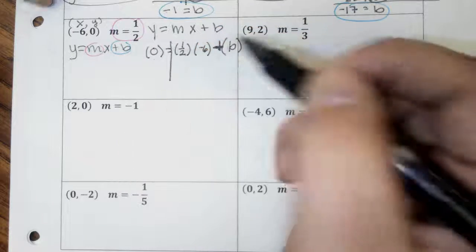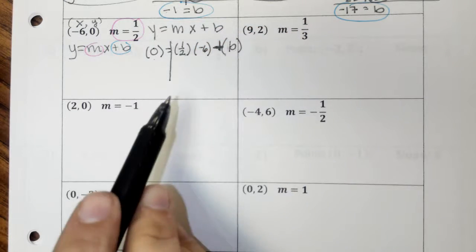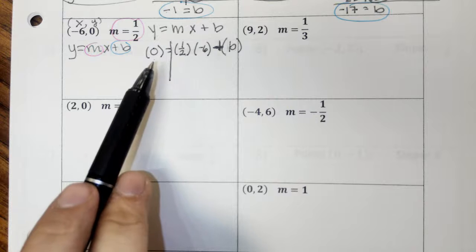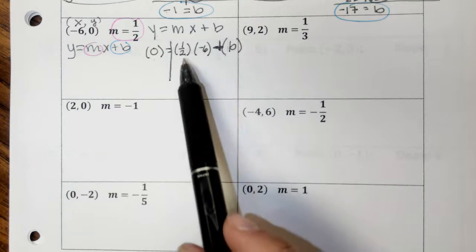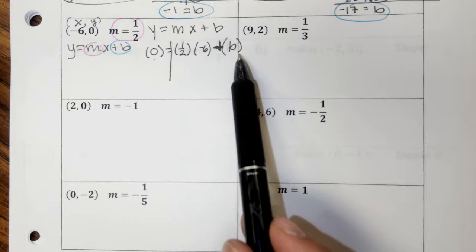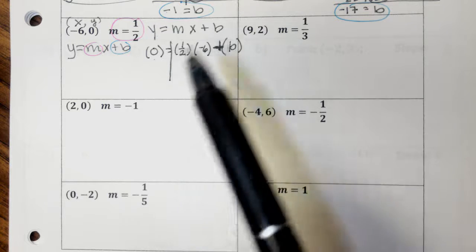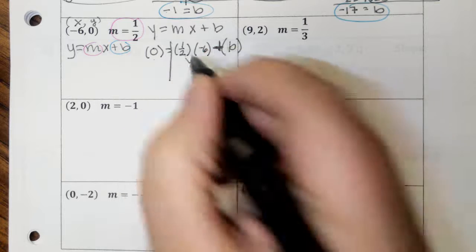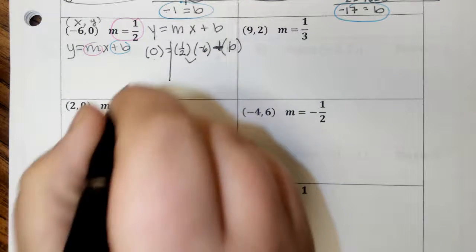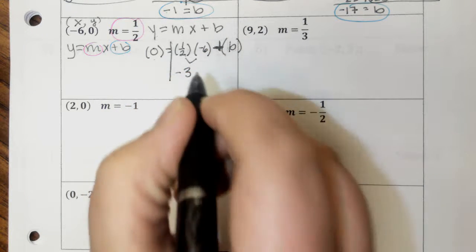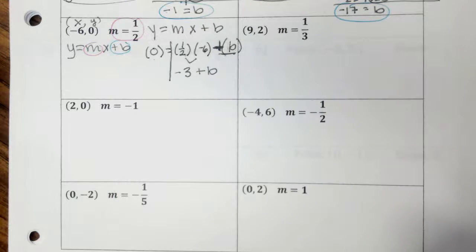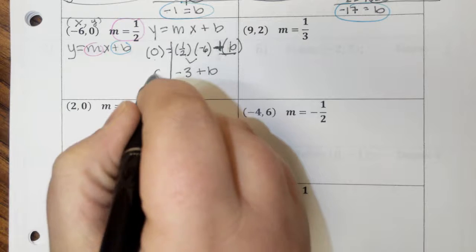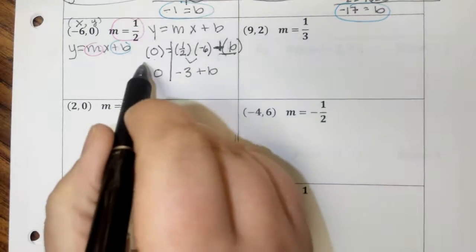I'll split the equation down that equal sign. On the left side, I have 0, and I don't have any other terms, so I'm just going to leave it there. On the right side, I can't combine the b with the other stuff, but the other stuff will multiply together. 1/2 times -6 is -3. We still have a plus b, so I'll write that down. And we still have 0 on the left side.